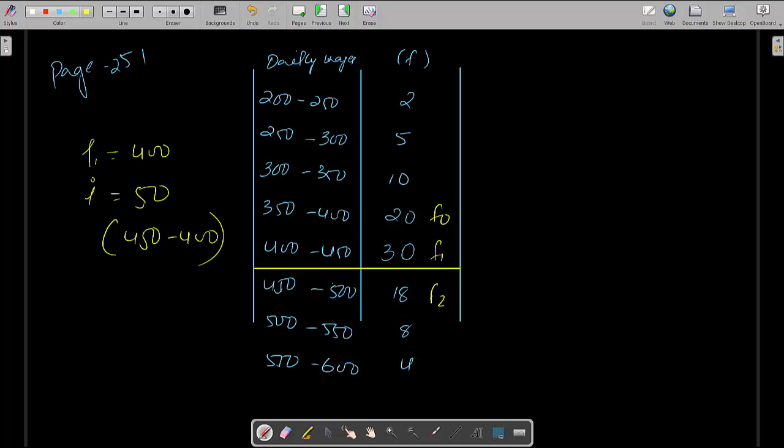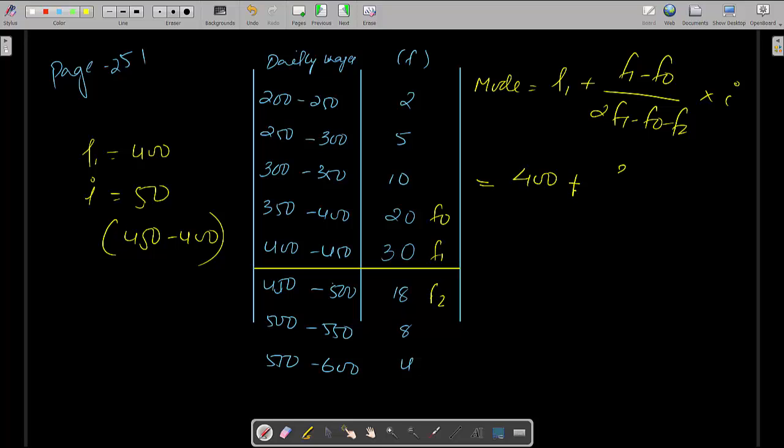Now you have all the values, so put this in the formula. Mode is equal to L1 plus F1 minus F0 by 2F1 minus F0 minus F2, into I. Now if you put this in the formula, L1 is 400 plus F1 is how much? 30 minus F0 is 20, by 2F1, that is 2 into 30, minus F0 is 20, minus F2 is 18, into 50. That is your value. That is the difference.